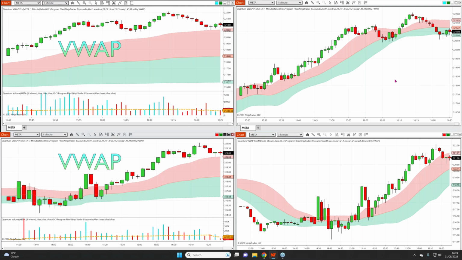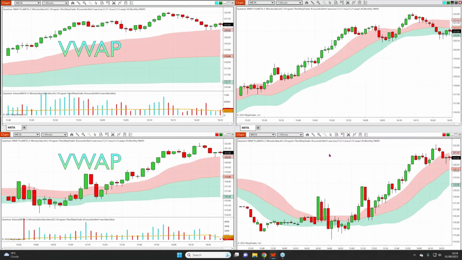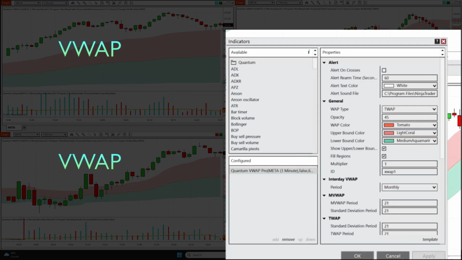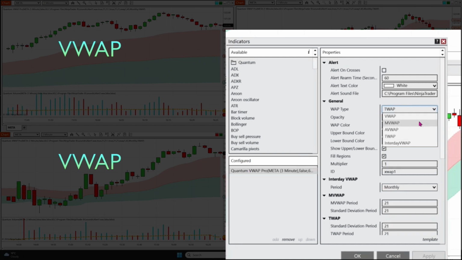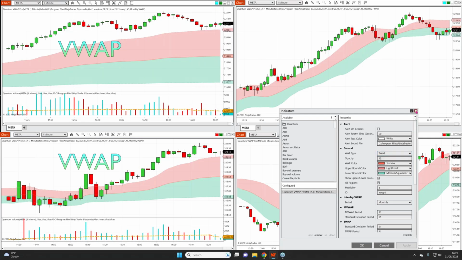On the right-hand side, we've got the TWAP. We click on the indicators again, and we've only got the one indicator, and we're on the TWAP. And the same on the chart below. There we go, we're on the TWAP. So that's one of our 5. We've got the VWAP, the moving VWAP, the anchored VWAP, the TWAP we're on here, and the intraday VWAP, and I'll do some more videos on that shortly.